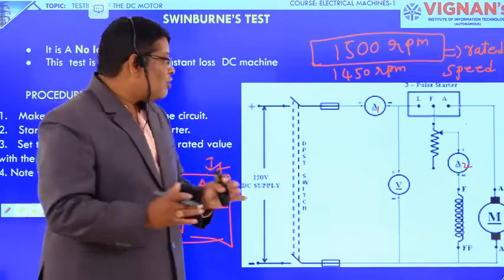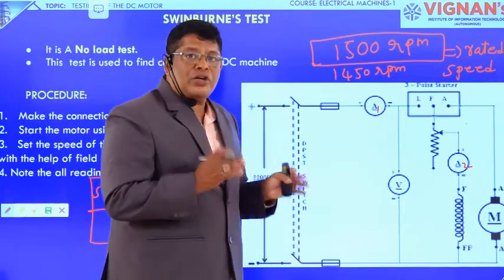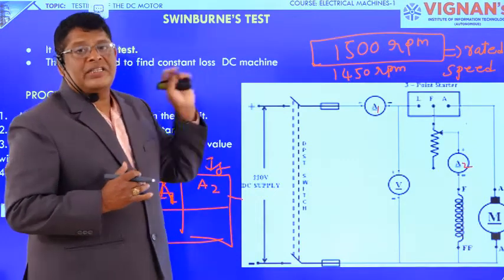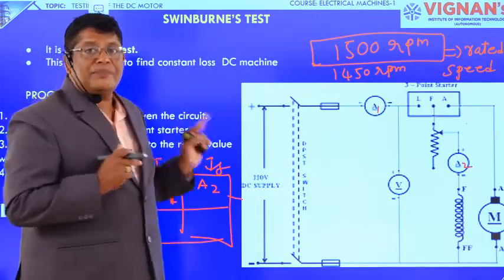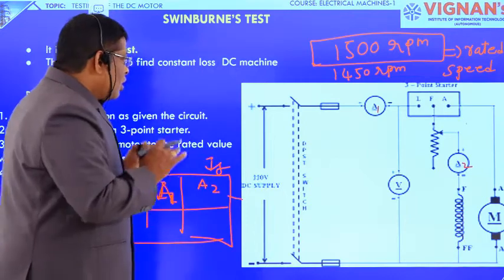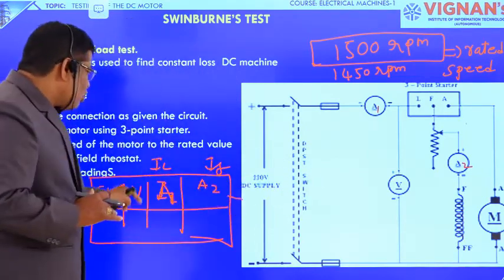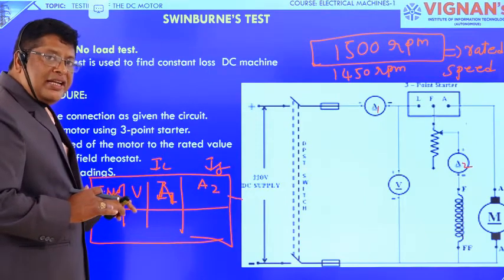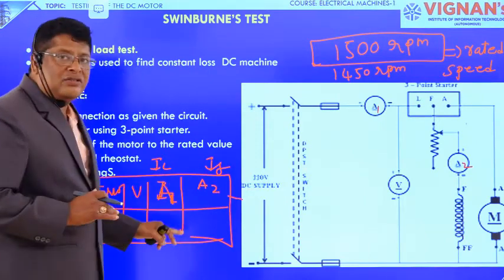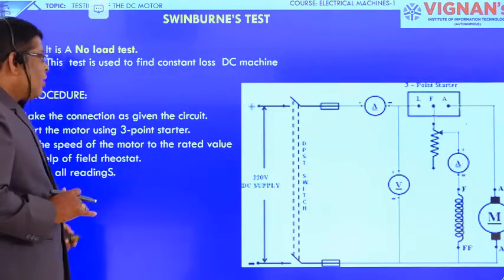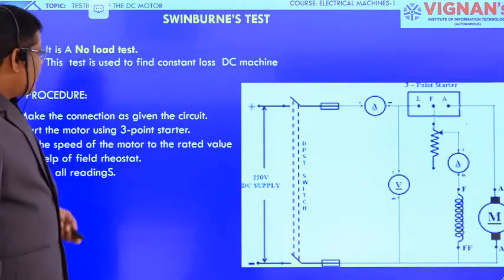To meet the losses in a DC motor, this motor is taking some amount of power from the supply in a Swinburne test. That is the concept here. Now, after completing the testing, we note down the readings of the voltmeter and 2 ammeters. Once we know these values, we are going to calculate the constant losses in a motor. See how we are going to calculate the constant losses.